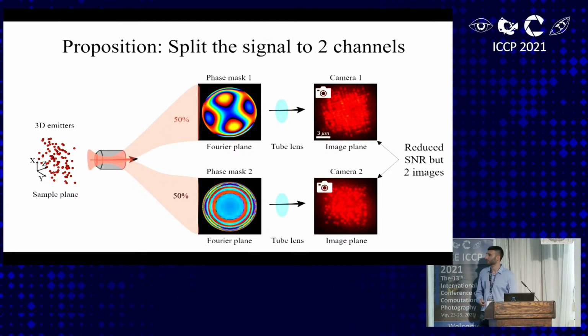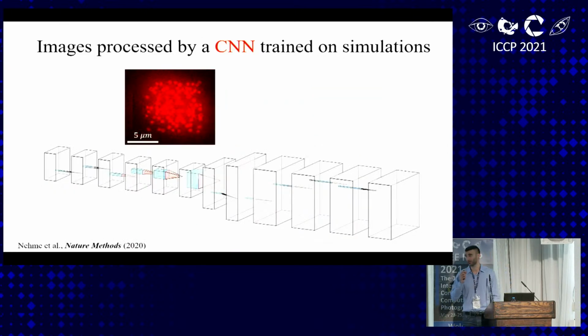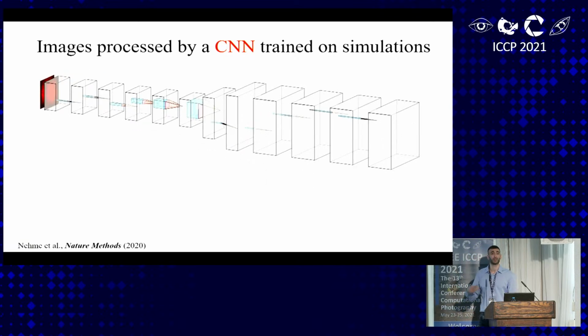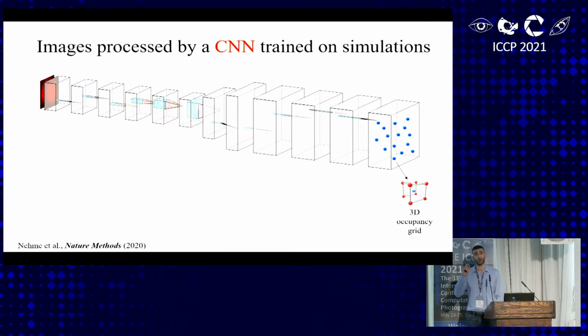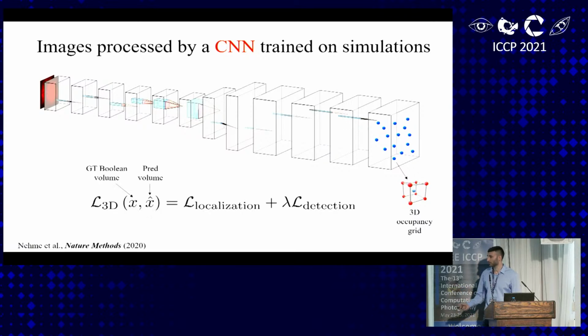Before I tell you how we design the PSF of each channel, let me first tell you how, given a pair of images, we extract the 3D positions. This is done by a convolutional neural network trained on simulations. Specifically, this architecture is not a standard one. We proposed it in our work from last year. But what you really need to know about it is that it takes the concatenated 2D images and outputs a 3D occupancy grid where occupied voxels stand for localized emitters. To train this architecture, we use a loss function that is comprised of two terms. The first term tries to measure accurate localization, and the second term tries to increase the detection rate.